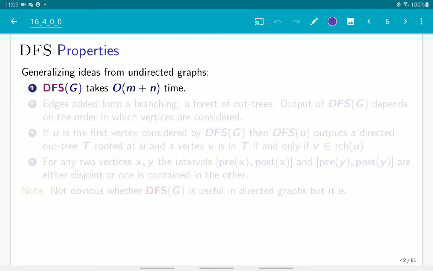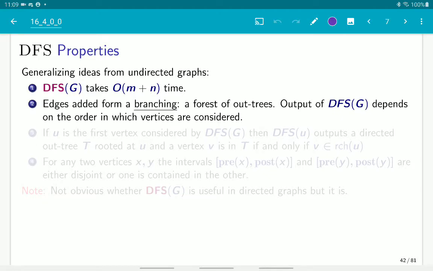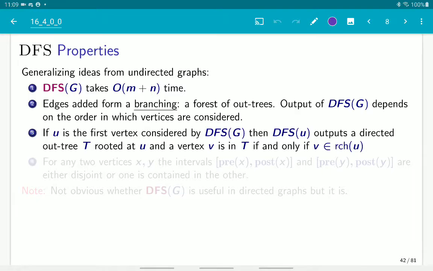So again, it's easy to verify that the running time is linear because every edge is getting inspected once. The computed tree now is called a branching because it's essentially a forest of directed trees. And of course, the output of the DFS is not unique. It depends on the order in which the vertices are being inspected and the edges are being inspected.